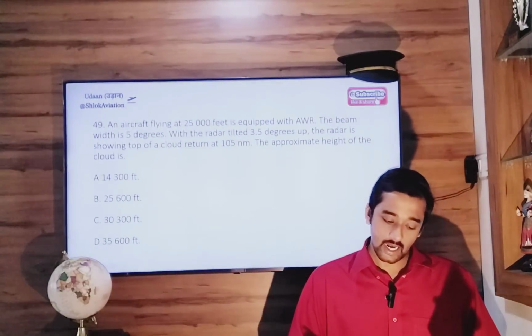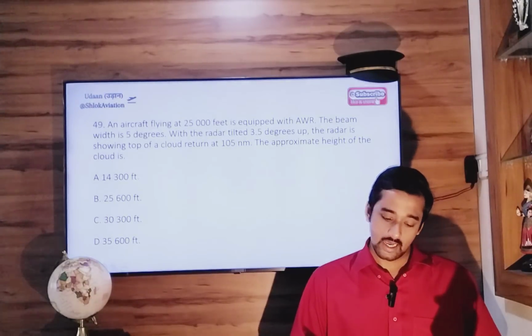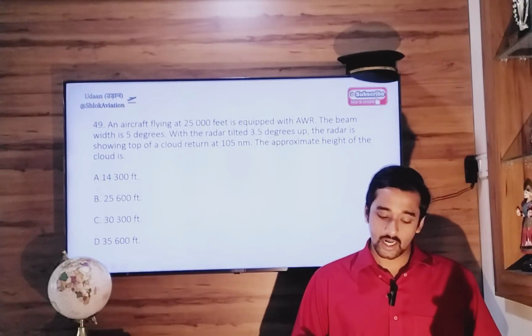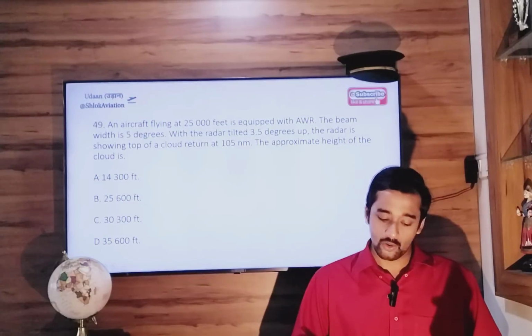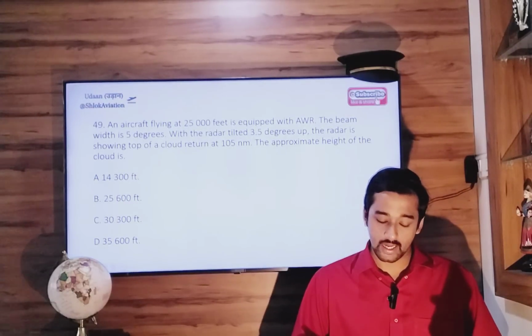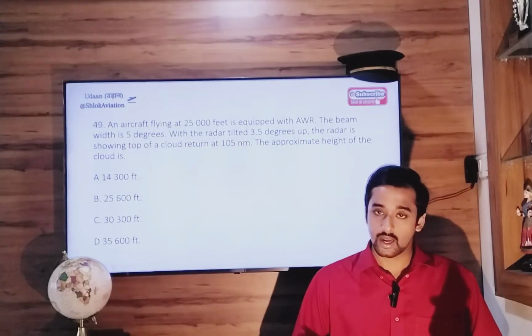Next, 49. The aircraft is at 25,000 feet. The beam width is 5 degrees. Radar tilt is 3.5 degrees up. The radar is showing the top of a cloud return at 105 nautical miles. What is the height of the cloud?